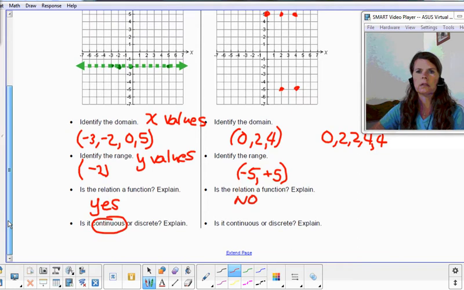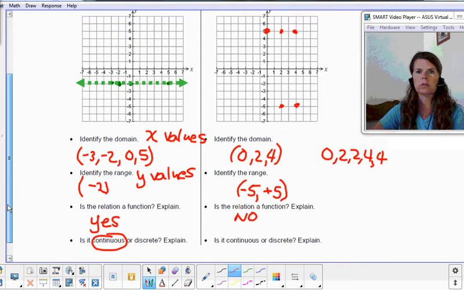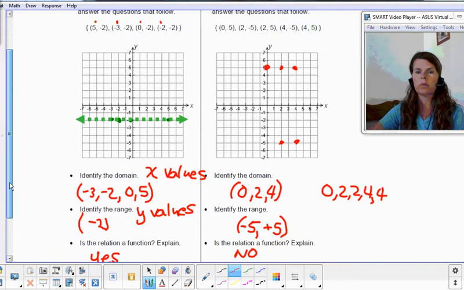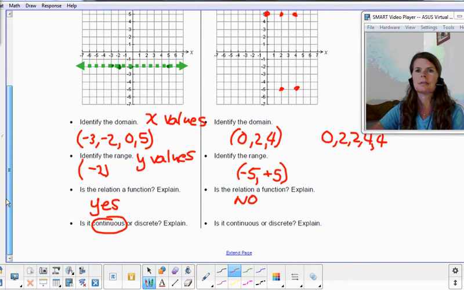And then is it continuous or discrete? Now these just look like 5 discrete points. If I drew lines up and down and it was a graph given to you, this would actually be considered continuous if it was lines. But since they're just 5 discrete points, we're going to say it's discrete. It's 5 discrete points. No smooth curve, no line that we can just make.